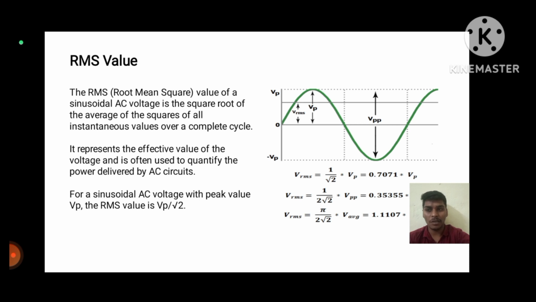RMS value. The RMS value, root mean square value, of a sinusoidal AC voltage is the square root of the average of the squares of all instantaneous values over a complete cycle. It represents the effective value of the voltage and is often used to quantify the power delivered by an AC circuit. For a sinusoidal AC voltage with peak value Vp, the RMS value is Vp/√2.